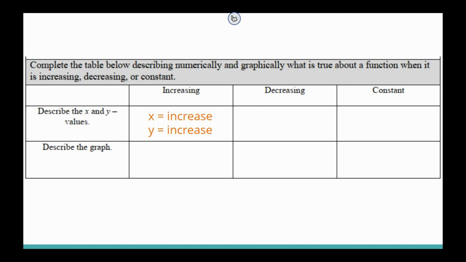Okay, when your graph is decreasing, what's happening to your x values? They're still increasing, they're still going left to right, but your y values are going to decrease. And then what about when it's constant? What's happening to your x values? X values are still increasing, but what about the y values? They don't change, they're constant.